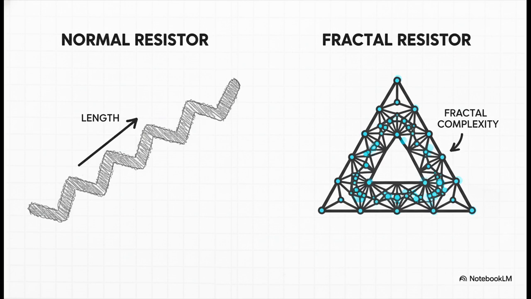And the result is something totally new. See, in a normal resistor, the resistance is basically just about how long the wire is. Longer wire, more resistance. Simple. But in a fractal resistor, the resistance becomes a function of the network's actual geometry, its fractal dimension. It's a completely different way to control electrical flow.